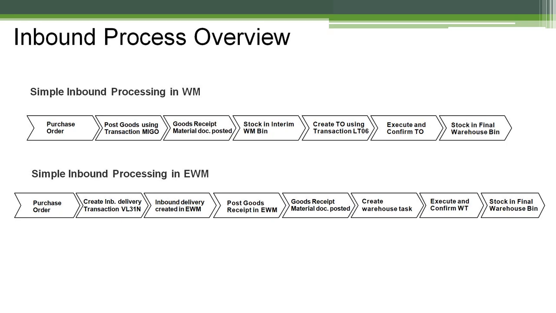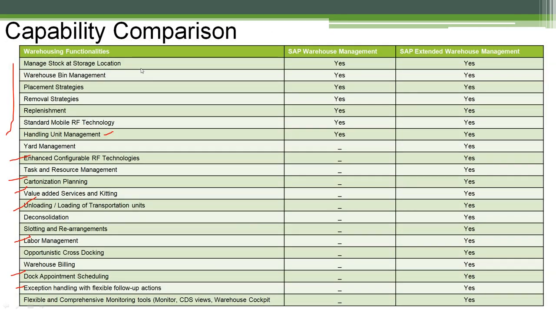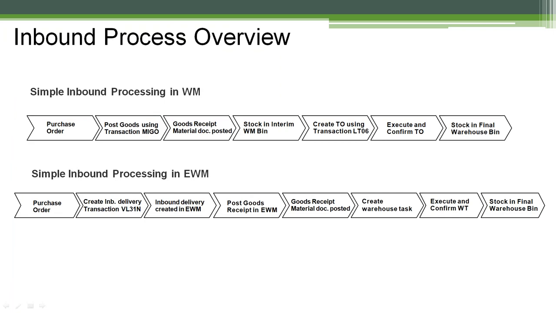So all these major features are not there. Very few, you know, like receiving, put away, and basic RF, all those things are given. Advanced features are not given in basic. And then for customers that are more into warehousing, SAP has given advanced EWM, and for using advanced EWM, an additional license is required.